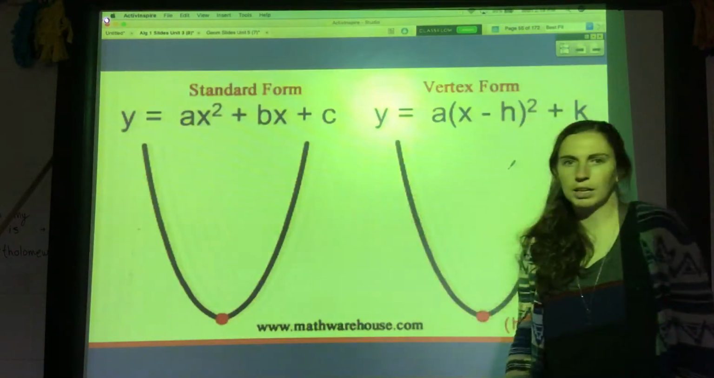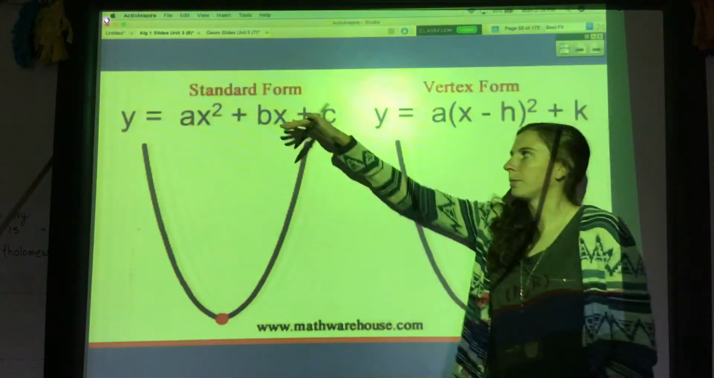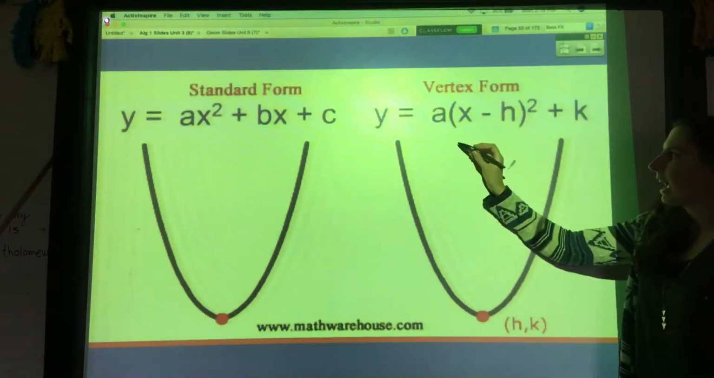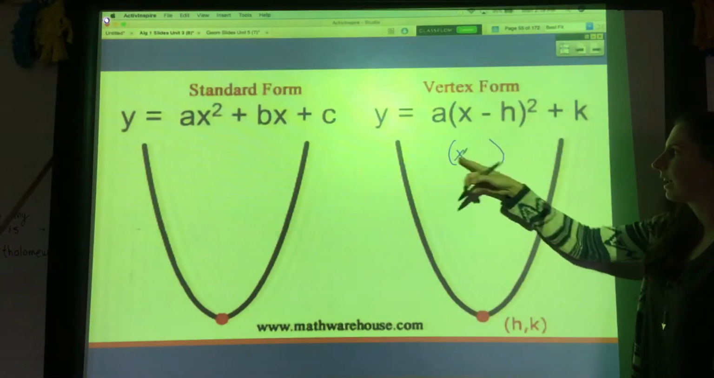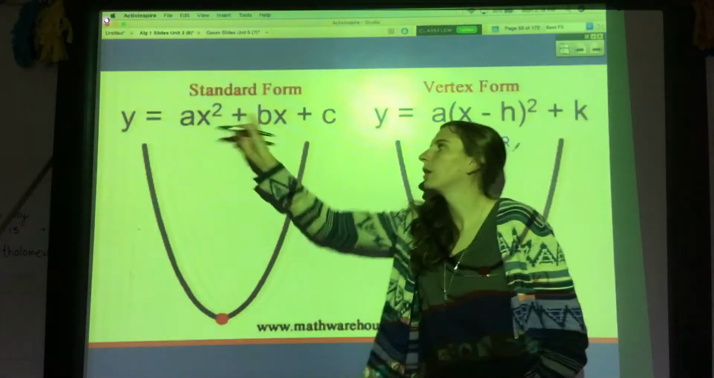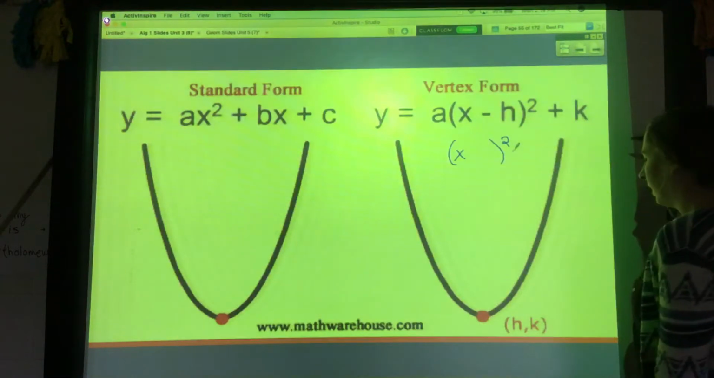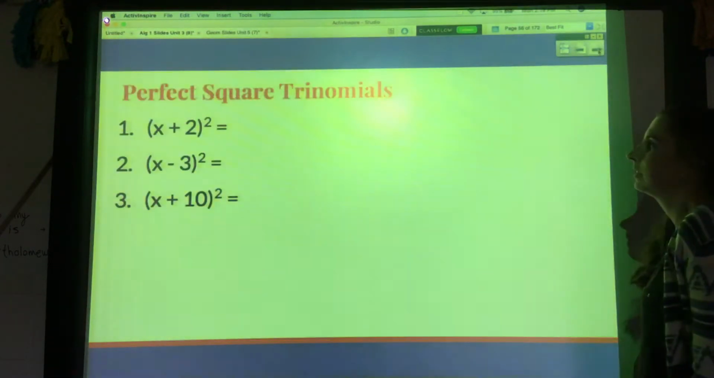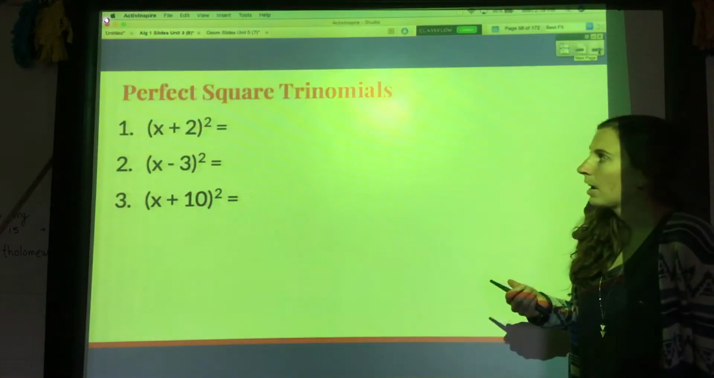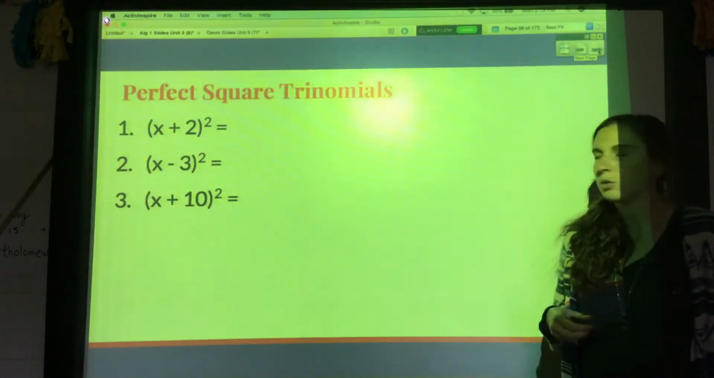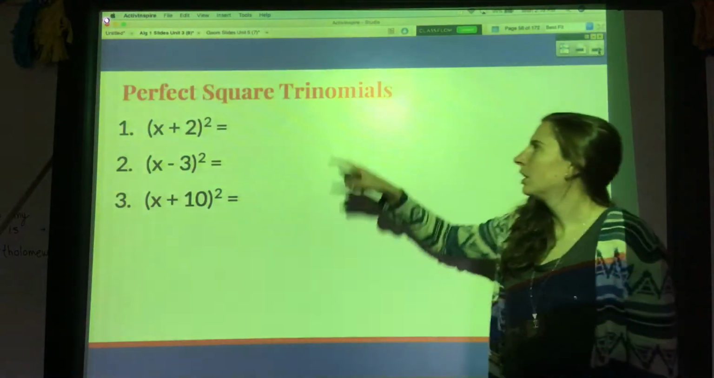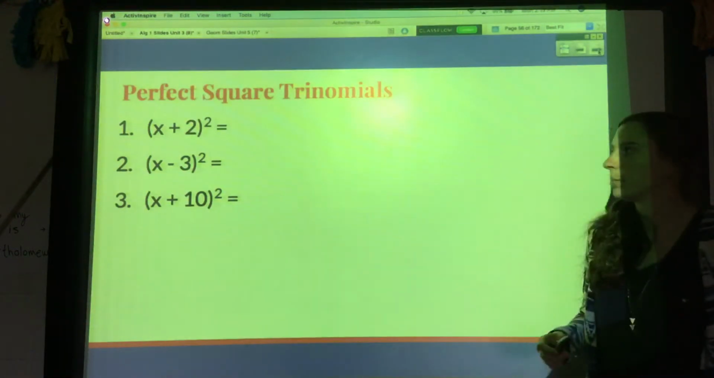So basically what we're going to talk about today is how to get from something like this to something like this. Basically you're going to want to have something with x in it squared, 1x rather than 2 x's. To do this, we're going to need something called a perfect square trinomial. Perfect square means it square roots evenly. Trinomial means it has 3 terms.